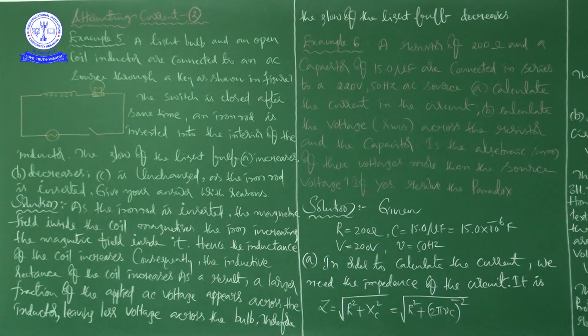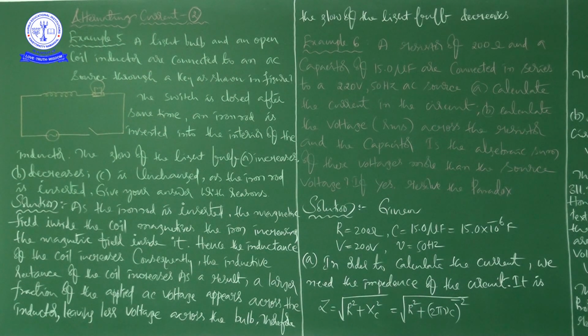Full stop. The glow of the light bulb: A, increases; B, decreases; C, is unchanged, as the iron rod is inserted. Give your answer with reasons.